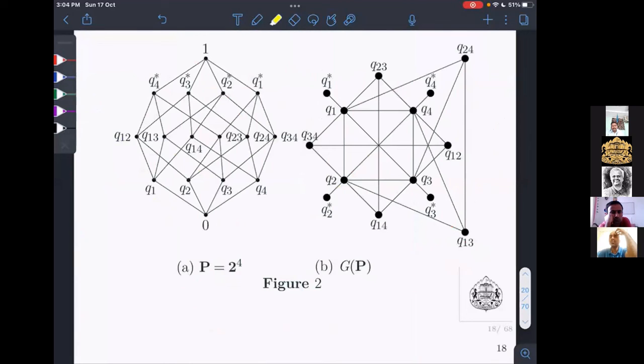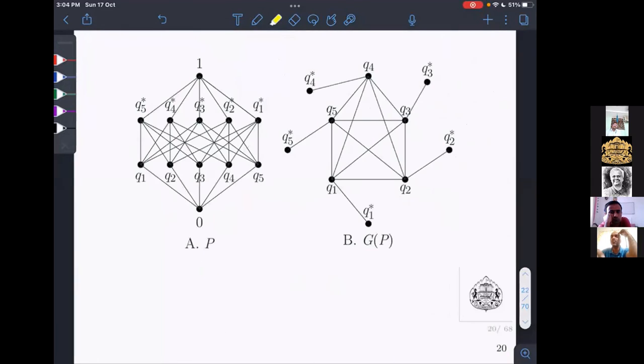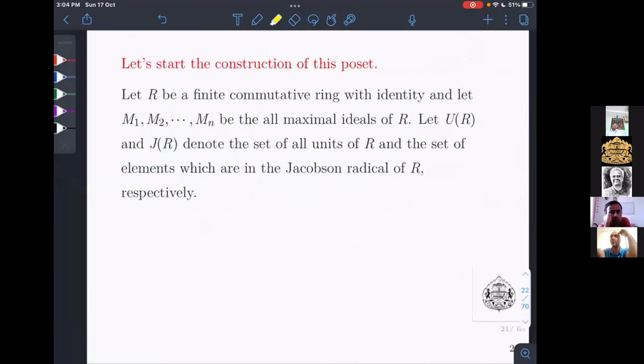Now here is another zero divisor graph, which I drew here for understanding purposes. This is a power set of four elements. This is a Boolean poset. Again, one more example of a zero divisor graph. I will not waste time. This is a poset whose zero divisor graphs are shown.